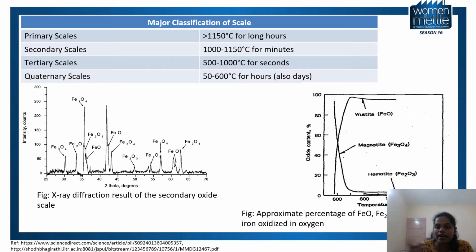There's also a graph over here which shows us the approximate percentage of the oxide content versus the temperature. Here we can see a pattern: as the temperature increases, the magnetite content will decrease. As temperature increases, the wustite content increases, then comes to a flat line. And between 800 to 1100 degrees, the hematite remains constant.